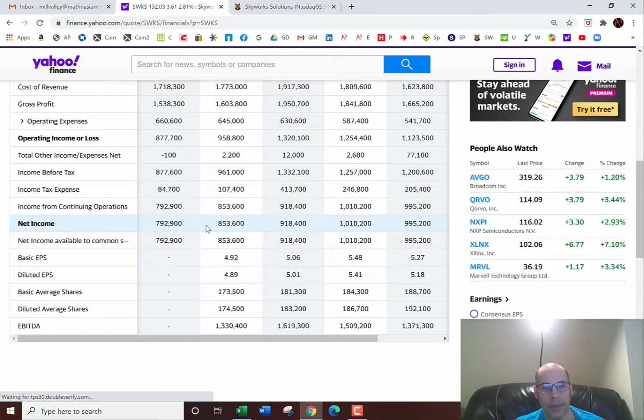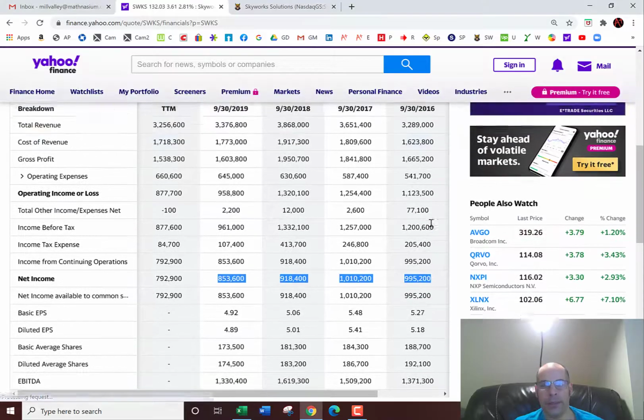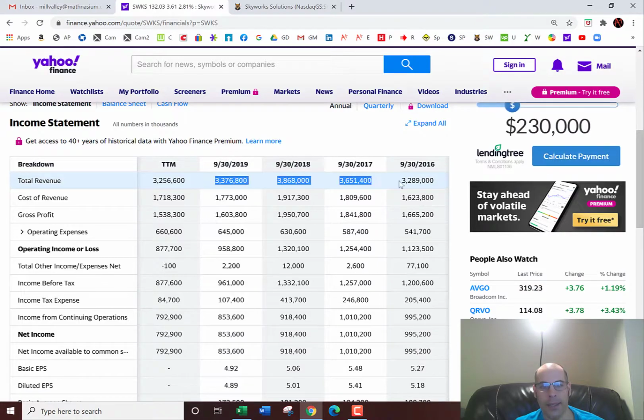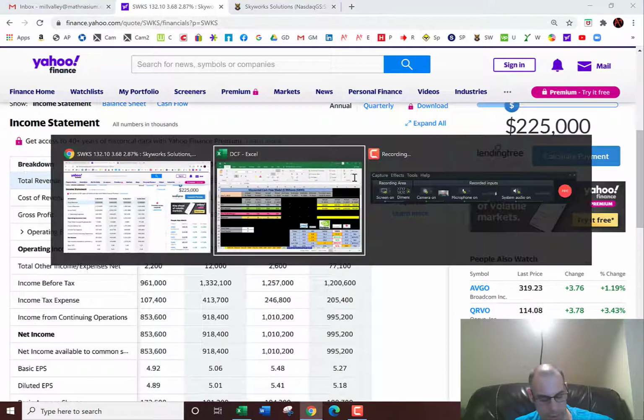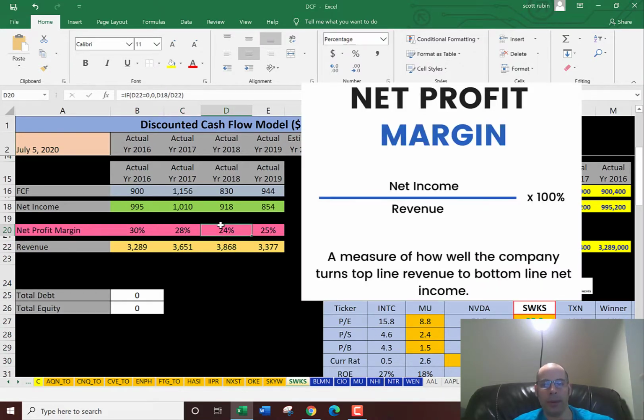Now I'm pulling the net income, which is a profit and loss for the company according to the income statement. And then I'm going to pull the revenue, which are the sales on the income statement. So even though their revenue increased from 2016 to 2018 each year, their net profit margins decreased. Usually when your revenue goes up, you should be more efficient. Net profit margin is net income over revenue.